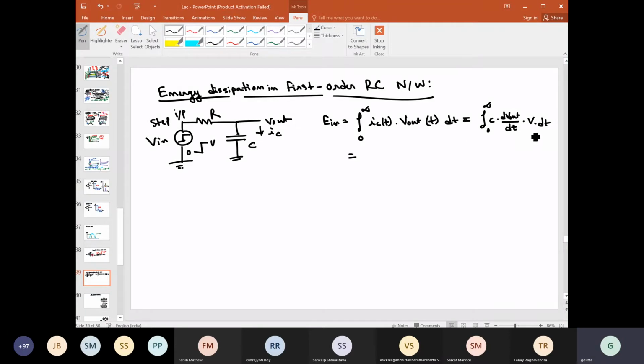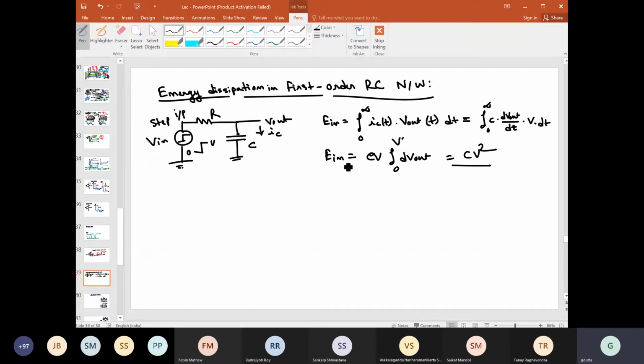So what we can do is take CV, then the integration of dV out, the dt is gone. At the end, when the time is very high, this capacitance will be charged to V. So if you estimate it, it comes out to be CV square.